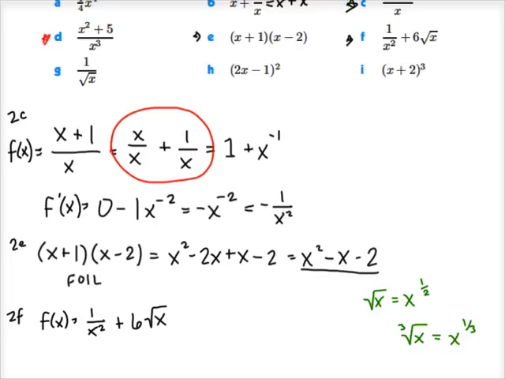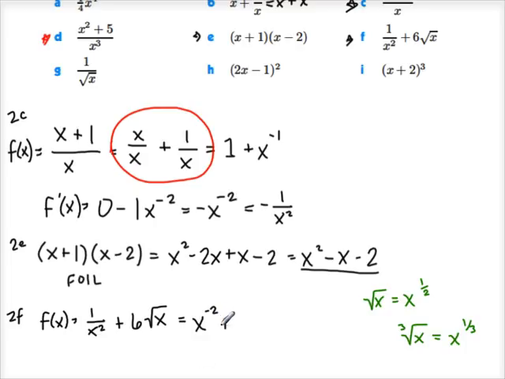So let's apply that then to 2f. So we know that this first part, 1 over x squared, child's play. We know that the denominator, or this x squared in the denominator, is just simply telling us that we have x, and there's a 2, and it's in the denominator, so it's a negative exponent, and we're done. Then we have, this plus 6 times the square root of x.